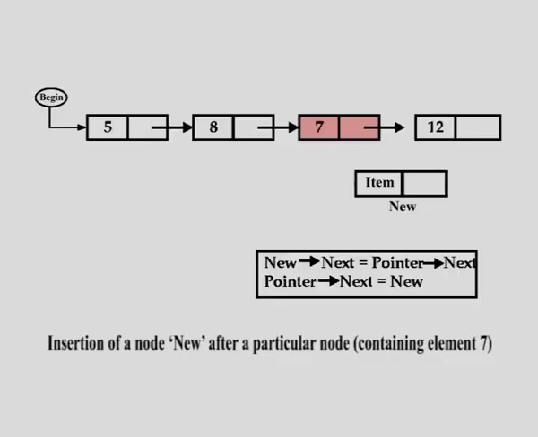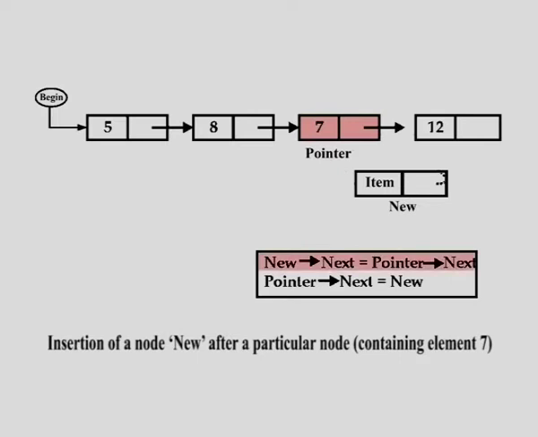Consider another example where we want to insert new node after the node containing element 7. Look at this figure here. New node is required to be inserted after node containing element 7. The first step is to traverse the linked list to find the address of node that contains element 7. Here we have found the address of node 7 in variable pointer as shown in the figure.